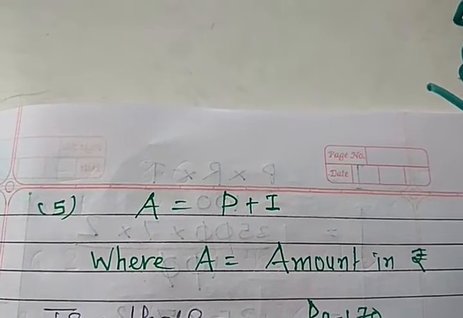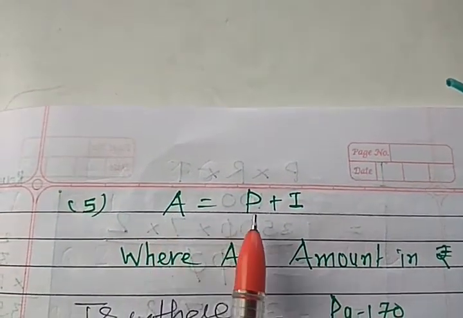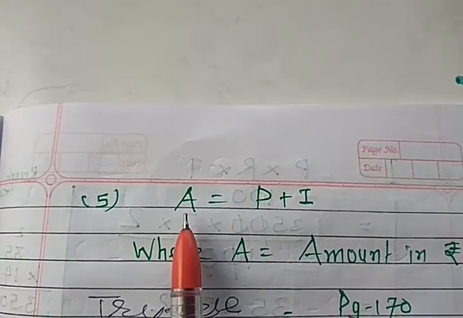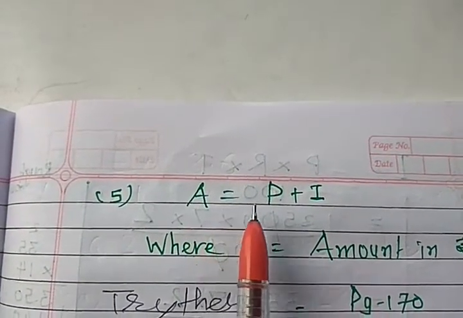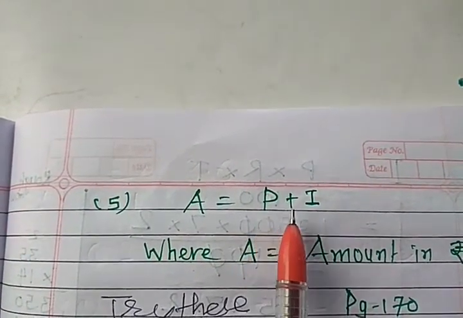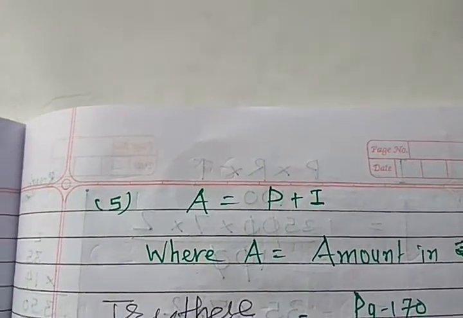This is the last formula, where A is equal to P plus I. A means total amount. Total amount is equal to principal amount plus interest. Okay.